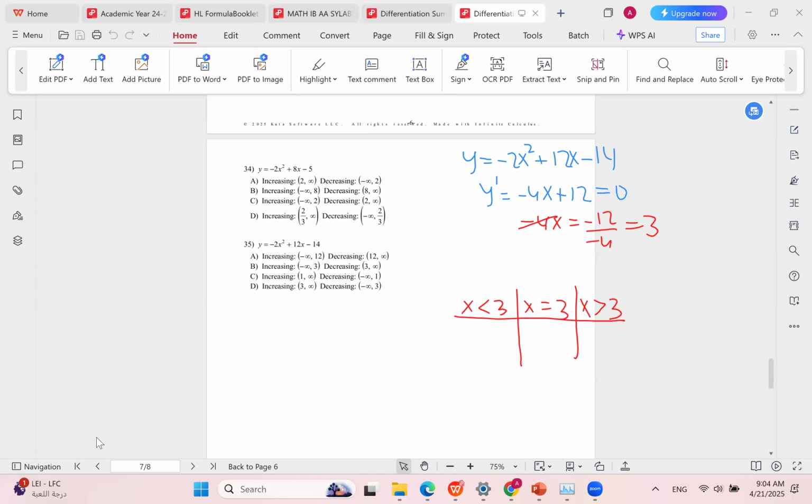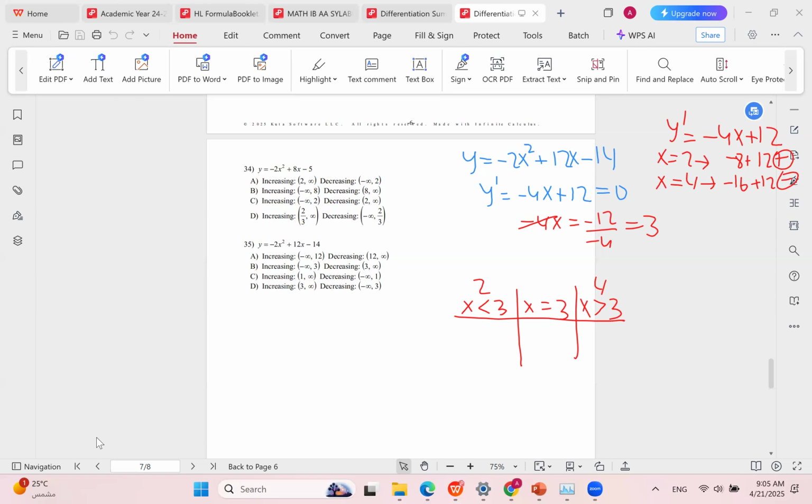So let's plug values into -4x plus 12. Greater than 3, for example, could be 4. Less than 3 could be 2. So let's plug 2 and 4 into the equation. So here we get -8 plus 12, which is positive. Here we get -16 plus 12, which is negative. You don't really have to find the value. You just need to figure out, is it positive or negative?